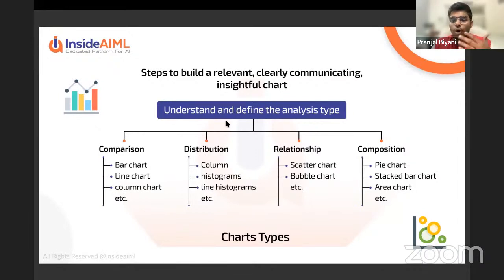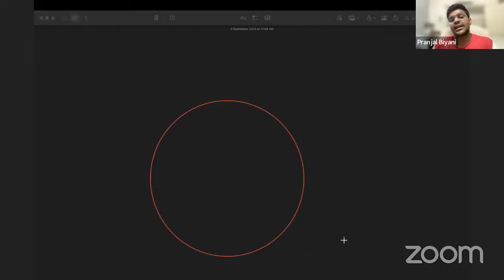Now, coming to composition, we have pie chart, stacked bar chart, area chart. So what does a pie chart do? All of us know what a pie chart is. What a pie chart really represents is the composition of the different categories in the totality of the data.